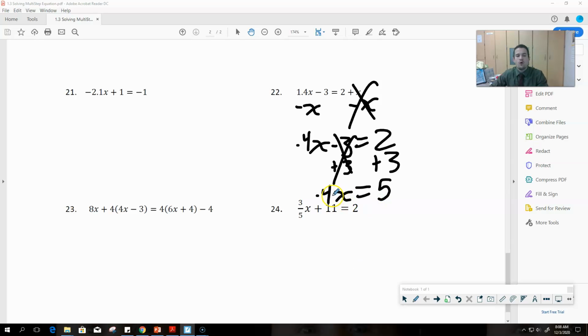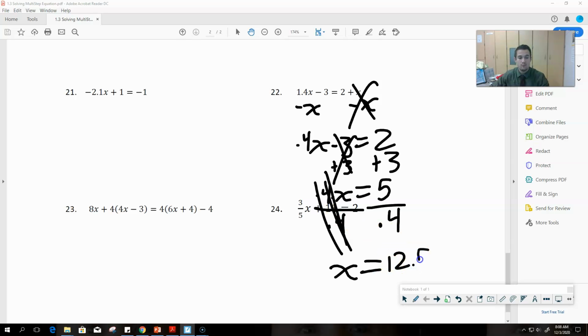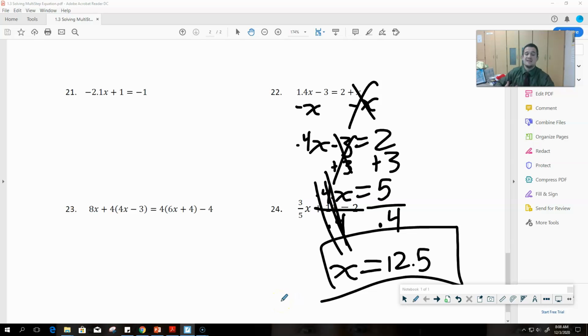And now I have 0.4 multiplied by x. So I undo multiplication with division. So I'm going to divide by 0.4 on both sides. These will cancel out, and I'll be left with x equals 5 divided by 0.4, which is 12.5. And again, decimals are okay. Decimal answers are perfectly fine.